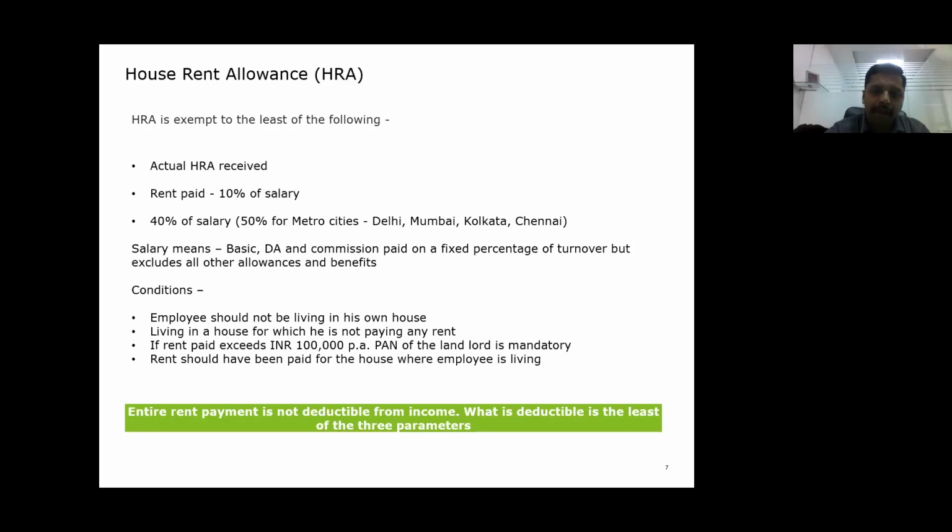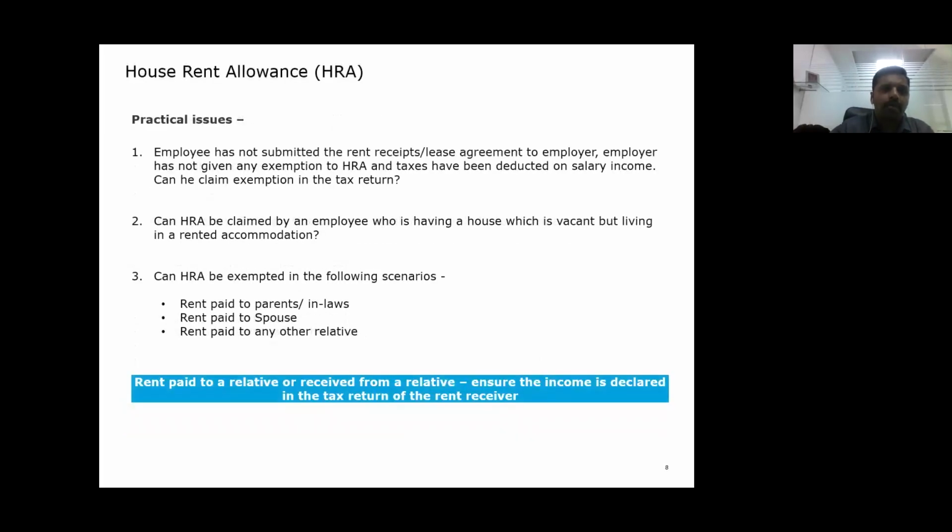Then rent should have been paid for the house where the employee is living. The first two criteria I also mentioned. If he is living in any house where he is not paying rent, then he is not eligible for HRA exemption. And the entire rental payment is also not deductible from income. What is deductible is the least of the above three parameters. So let us see practical issues in this HRA.